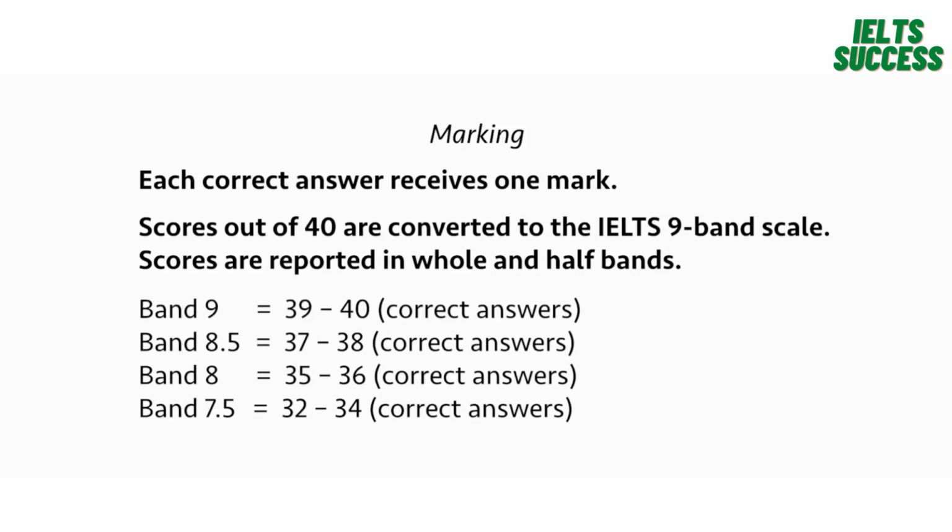So for example, if you get 39 or 40 questions correct, that is band 9. If you get 38 or 37 questions correct, that's 8.5. 35 or 36 correct, and that's band 8. And it keeps going further on down the band scale.